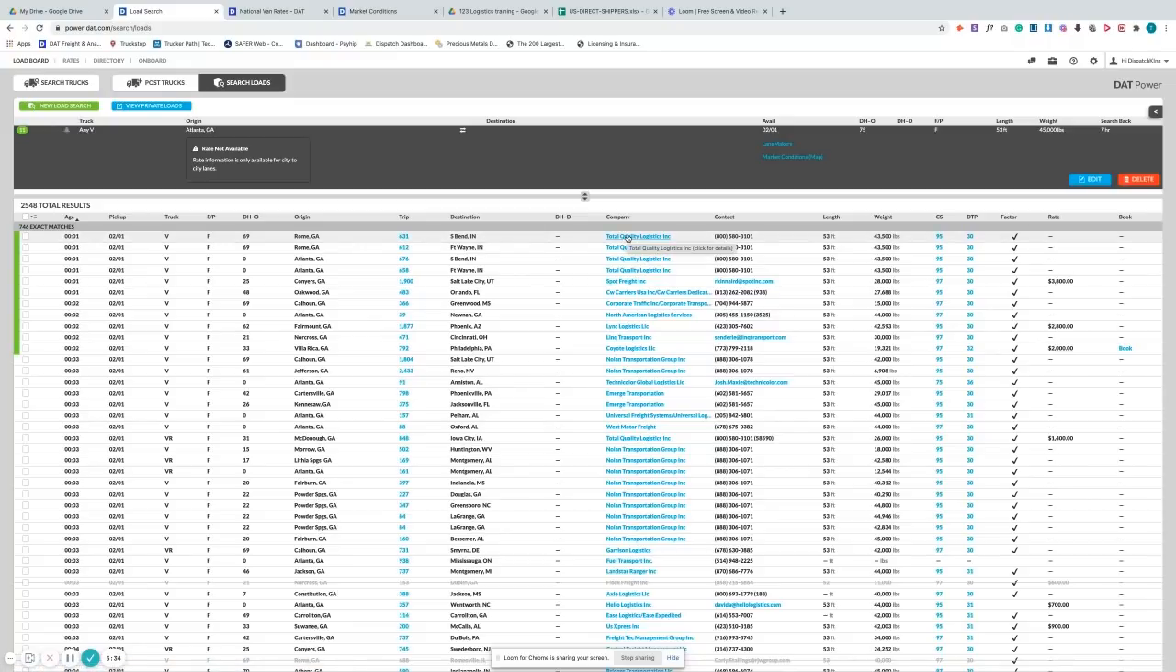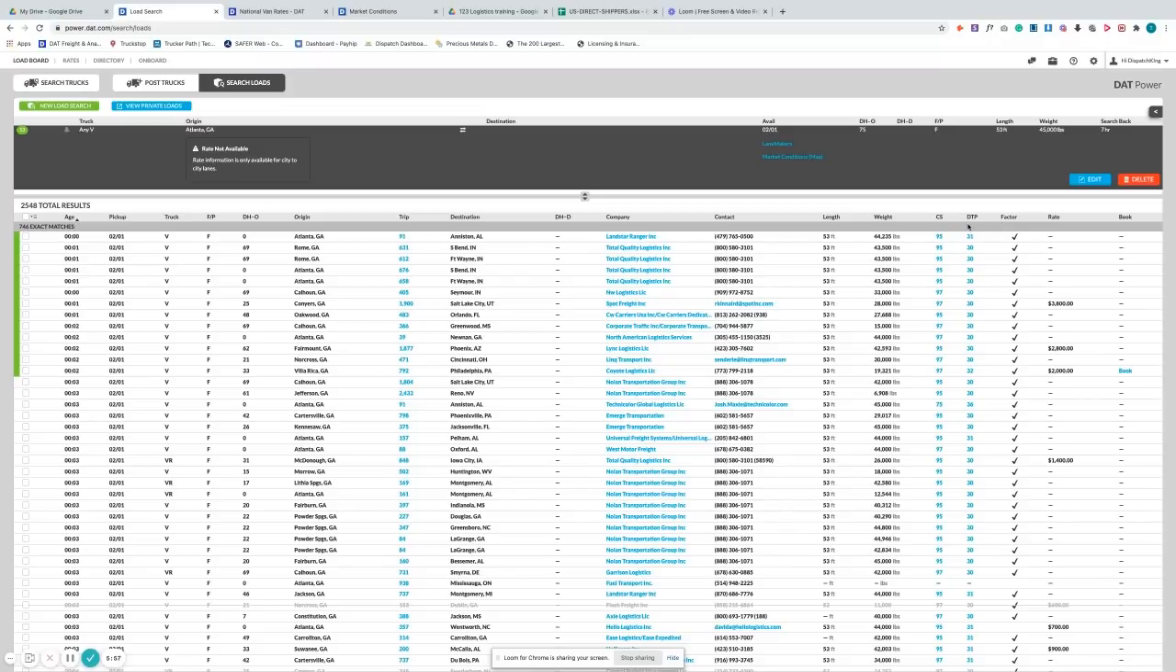This is the broker who has the load. This is their contact number. Like I said, we're looking for 53 feet in length, and here's the weight. The CS stands for credit, the broker's credit, and DTP stands for days to pay.